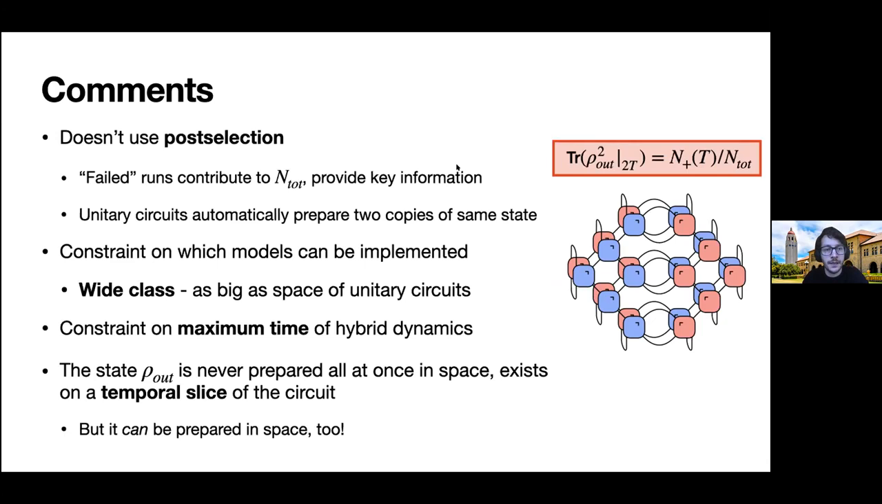An equivalent way of saying that is that these unitary circuits on the left and right are automatically preparing the same state. That is true up to control errors, which are just a fact of life and going to be there in every realistic implementation, but there's no fundamental quantum mechanics reason why it's hard to get the same state on both sides.